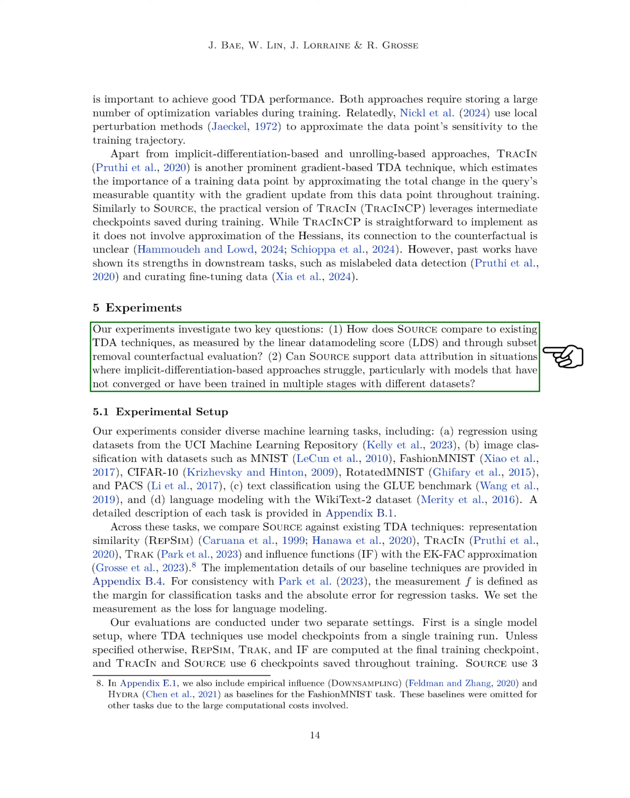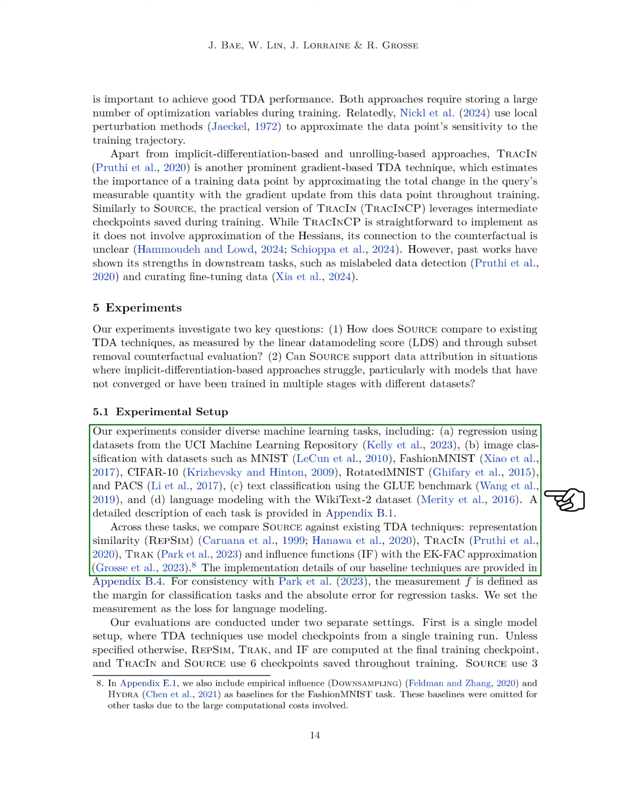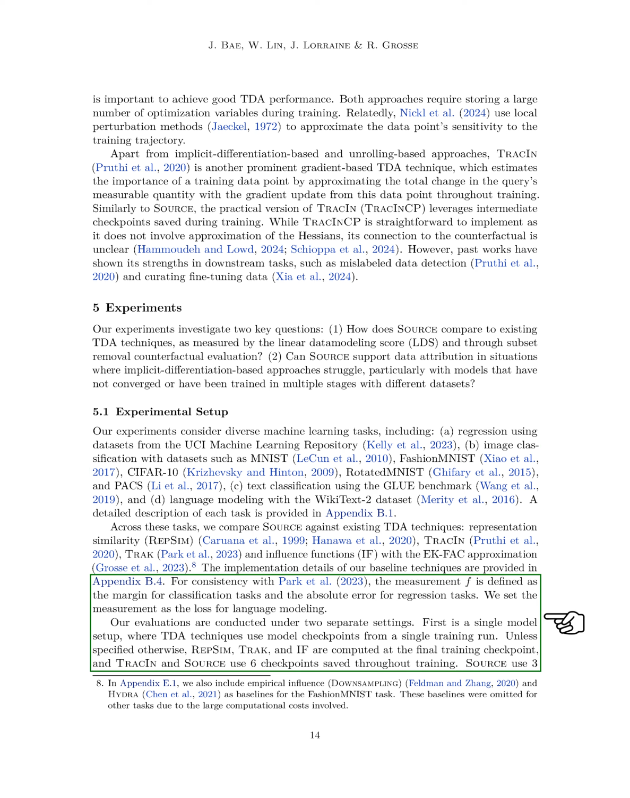Our experiments cover various machine learning tasks such as regression, image classification, text classification, and language modeling. We compare Source with TDA techniques like representation similarity, RepSim, TRAC-IN, TRAK, and influence functions, IF, with the EK-FAC approximation. We define the measurement as the margin for classification tasks, absolute error for regression tasks, and loss for language modeling.